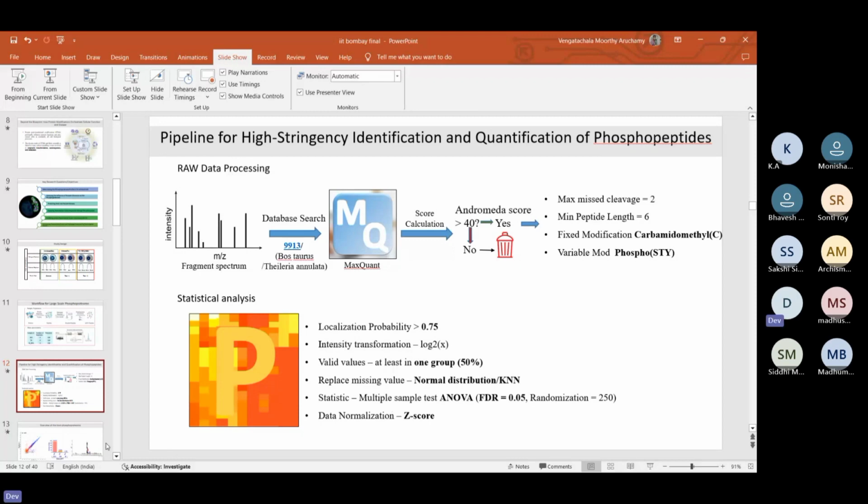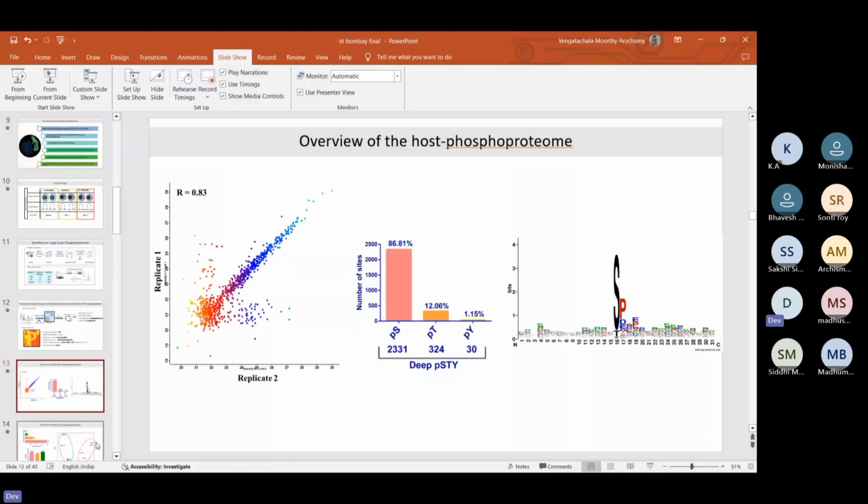Now coming to the first data, where the comparison is between uninfected cells and infected cells. After capturing and analyzing our data, the first thing we look at is whether our biological replicates are behaving in the same manner or not. This particular scatter plot represents the intensity of different peptides that we have identified from one biological group. Here I have represented the control or infected one, replicate 1 and replicate 2, and the Pearson correlation score is 0.83, which suggests that there is a high similarity between the biological replicates.